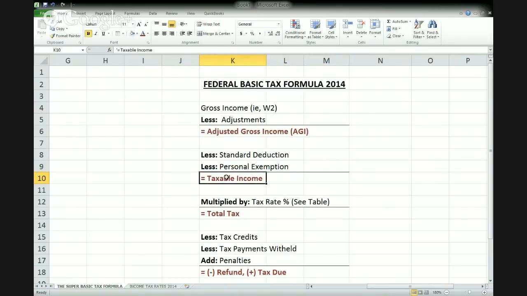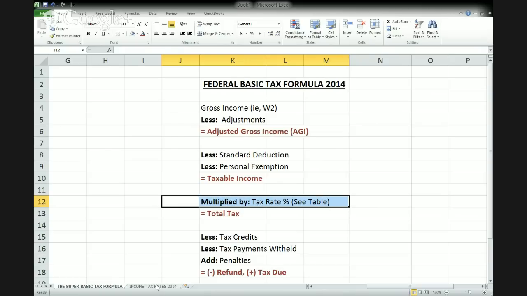After you reduce all this money, you're going to arrive at something called taxable income. Taxable income is the amount of money that you are responsible to pay taxes for. So you're not responsible to pay taxes on the gross income amount that you file on your W-2. You're responsible to pay taxes on the taxable income when you reduce it by the adjustments, the standard deduction or deductions, and exemptions. After you arrive at this number, you have to see a table to figure out what your tax rate is, or what your tax calculation is.